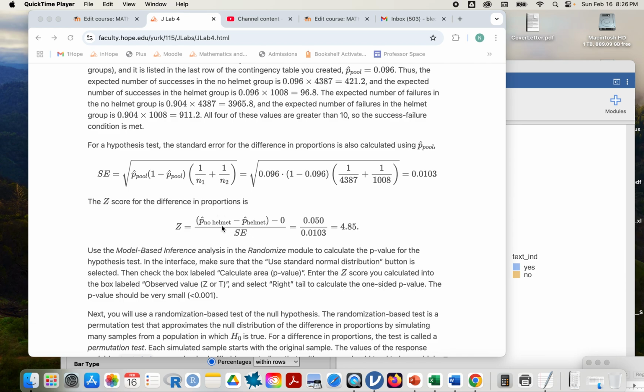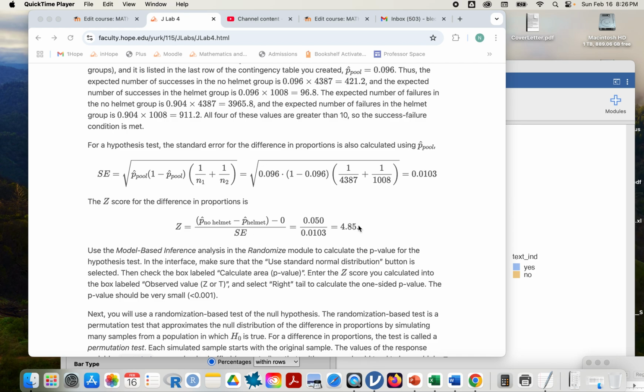So you have the difference up here between the p hat no helmet minus the p hat helmet. This is where our test statistic goes. This is what the proposed difference of the proportions is supposed to be. And then we divide by the standard error. So we have 0.05 divided by 0.0103, and we get a z-score of 4.85.